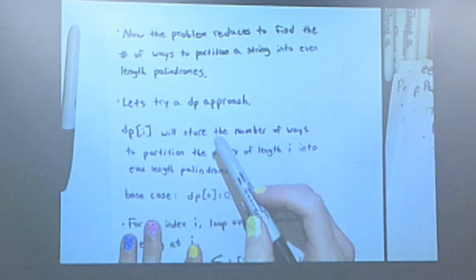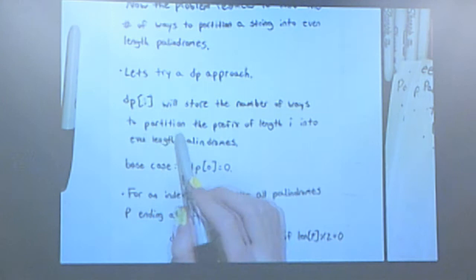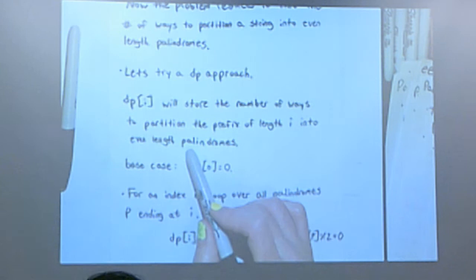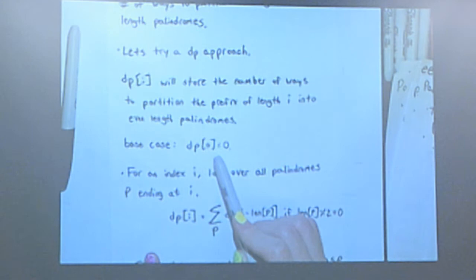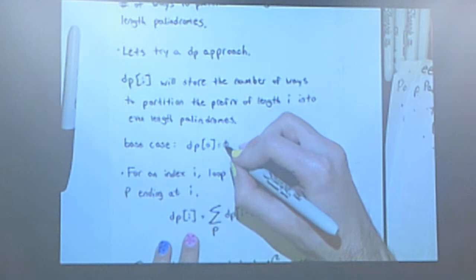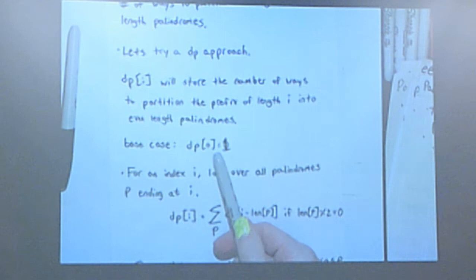So we can try a DP. DP of i is going to store the number of ways to partition the prefix of length i into even-length palindromes. And then pretty much DP of i for all length prefixes is just going to be 0 to start. So our base case is if we have the empty string, then this should be 1. There is one way to partition the empty string into even-length palindromes. Obviously we need a base case, and if we got to the empty string, then it means we've fulfilled everything, so this is 1.